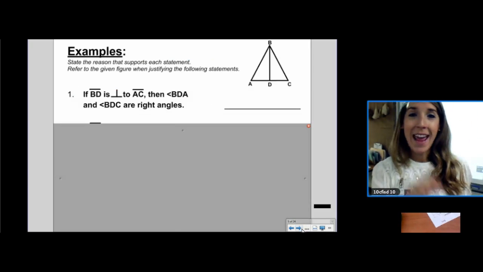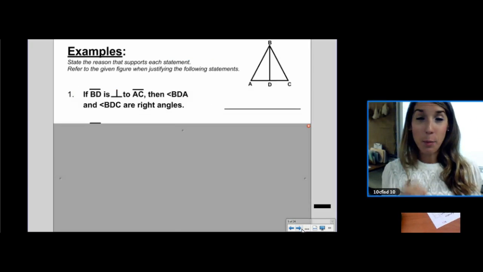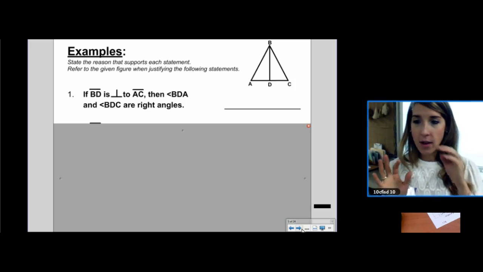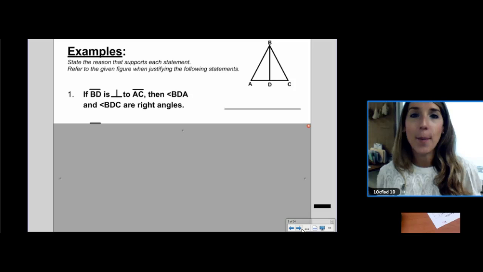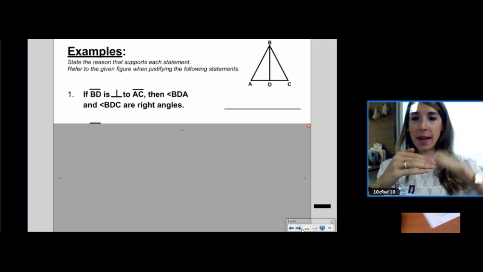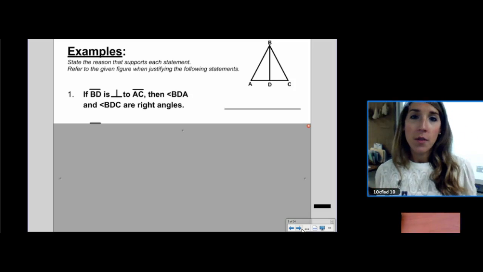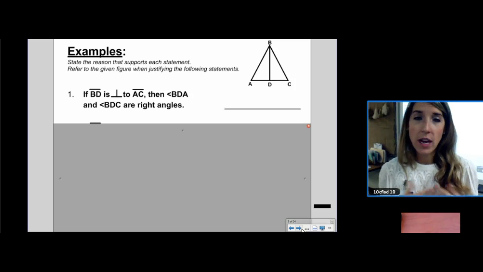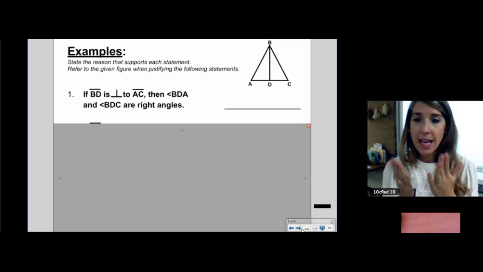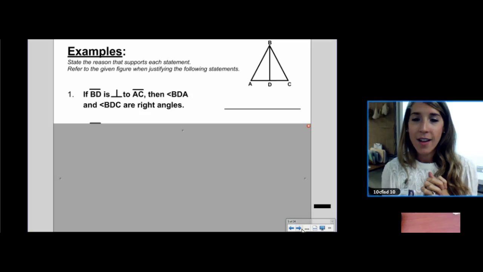Alright, this is a baby step to get us to proof. Later, like on Thursday, I'm going to give you a triangle like this. I'm going to give you some given information, and you're going to go step by step, and you're going to prove those triangles congruent, doing an actual geometrical proof. Here is an example of what part of your proof would look like.